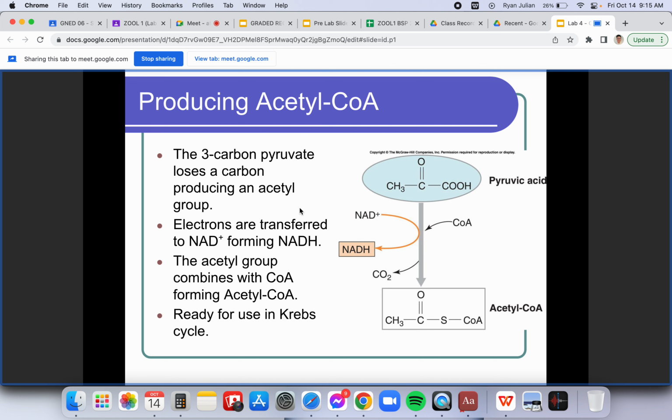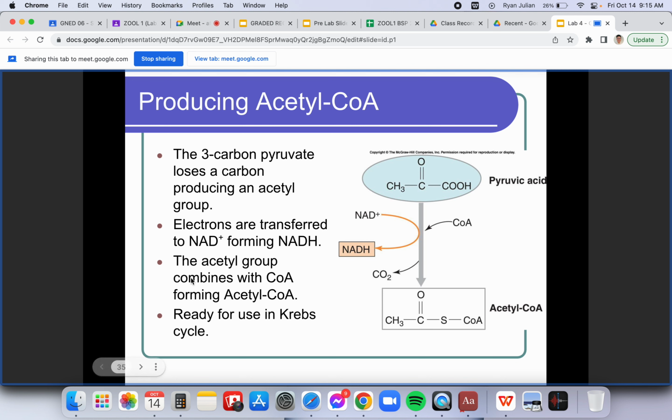And how do we produce acetyl-CoA, which is being utilized in the process of the Krebs cycle? The 3-carbon pyruvate loses a carbon, producing an acetyl group. And what do you call the removal of a carboxyl group from pyruvate? That is what we call decarboxylation. Okay, electrons are transferred to NAD+, forming NADH.